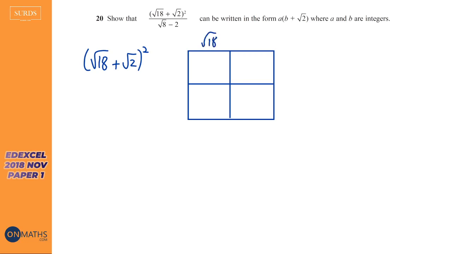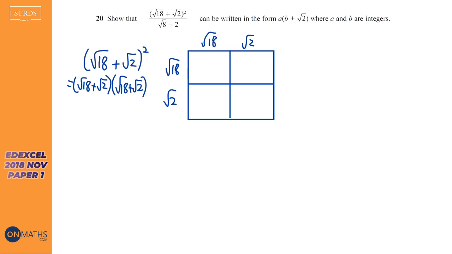So we're going to do root 18, root 2, root 18, root 2. And this is just the same method as FOIL or double smiles and rainbows or anything. And something I should highlight is the fact that this is the same as this, which is why we use FOIL or anything else. I probably should highlight that.